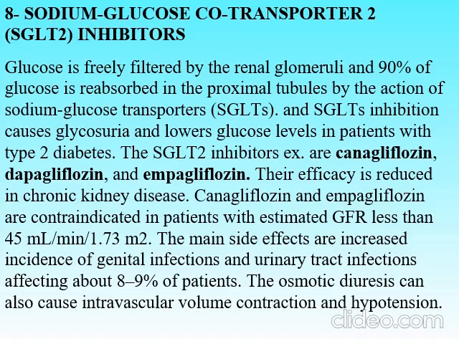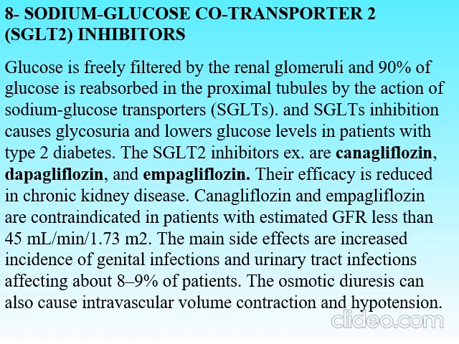Examples of these drugs are dapagliflozin and empagliflozin. Their efficacy is reduced in chronic kidney disease. Canagliflozin and empagliflozin are contraindicated in patients with estimated glomerular filtration rate less than 45 ml per minute.